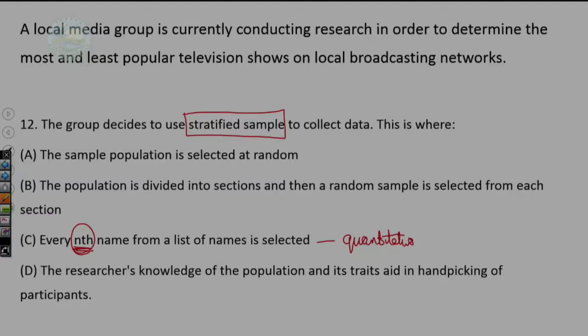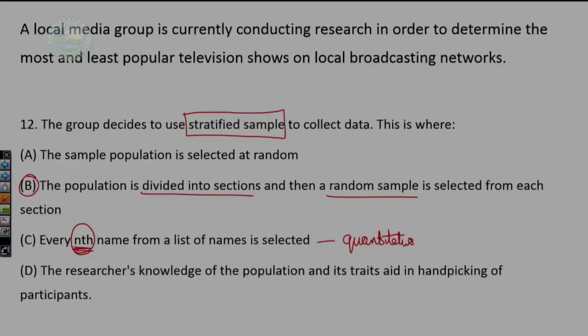D says the researcher's knowledge of the population and its traits aid in hand-picking the participants. A stratified sample, based on its definition, is where the population is divided into sections and then a random sample is selected from each section. So our answer here is B. We're not doing too badly.